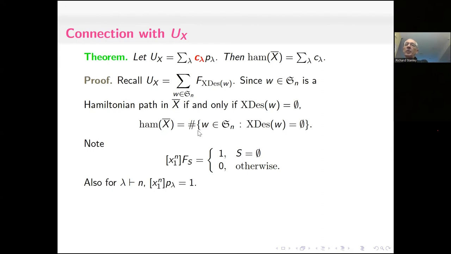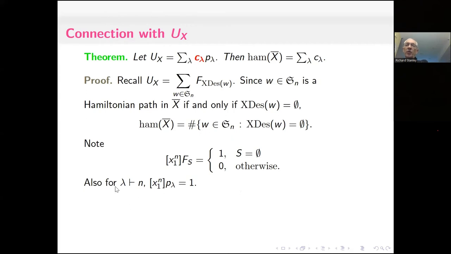Now let's take the coefficient of x1 to the n on both sides here. The coefficient of x1 to the n in F_S is 1 if S is empty. It's 0 otherwise, because in this definition, i1 less than or equal to i2 less than or equal to i3, et cetera, we have to allow all of these signs to be equalities. And that means S has to be empty in order to get an x1 to the n.